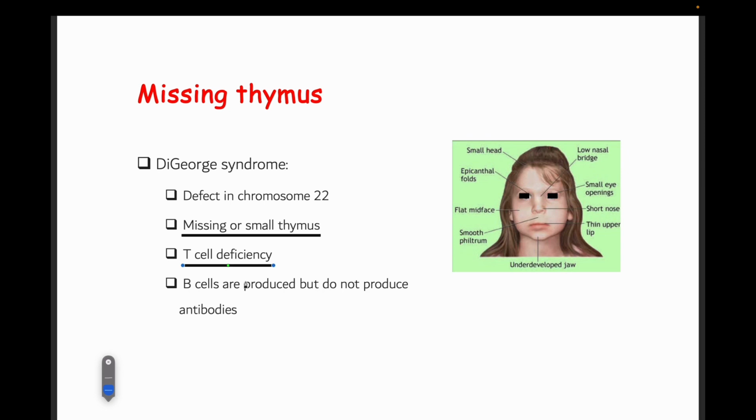هل هذا راح يأثر على البي سيل؟ نعم راح يأثر على البي سيل. ليش؟ لأنه احنا بالمحاضرة السابقة قلنا إنه most of the activation of the B cell depends on the helper T cell. فإحنا إذا عندنا deficiency in the T cell, how will we activate the B cell? So B cells are produced, but they are not activated. They do not produce antibodies.